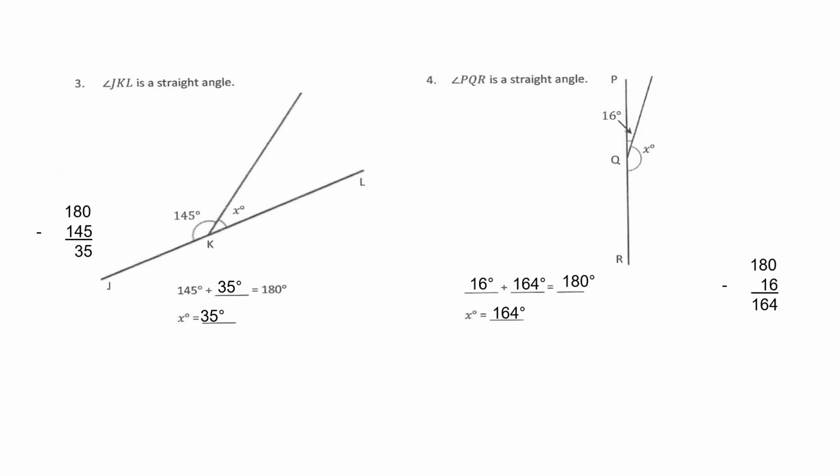Same thing here. PQR is a straight angle. It is rotated, but it's straight. So we know the total, and we know one part. So for part, whole, we know the whole and one part. So to find the other part, we subtract. So 180 minus 16 is 10 minus 6 is 4. 7 minus 1 is 6. So 16 plus 164 equals 180 degrees. So x degrees is 164 degrees.